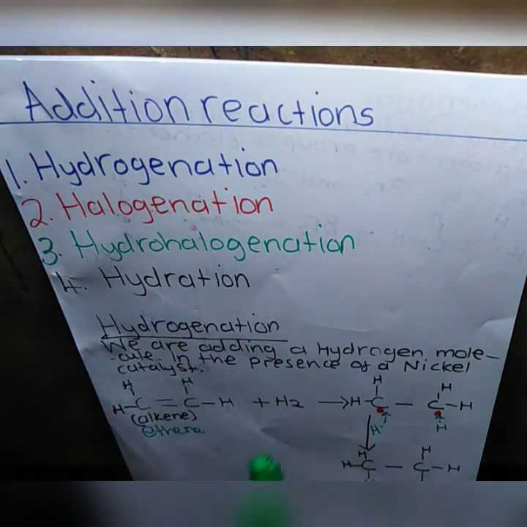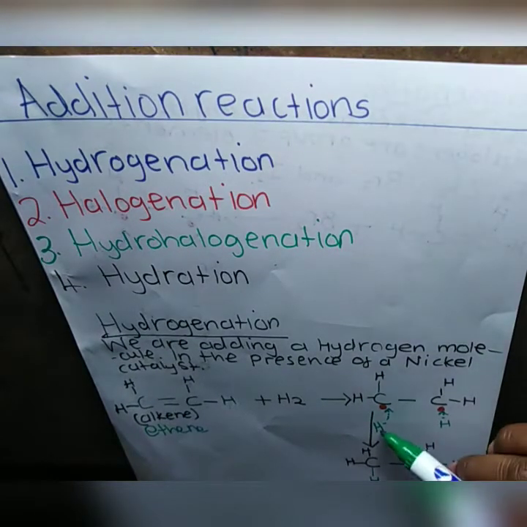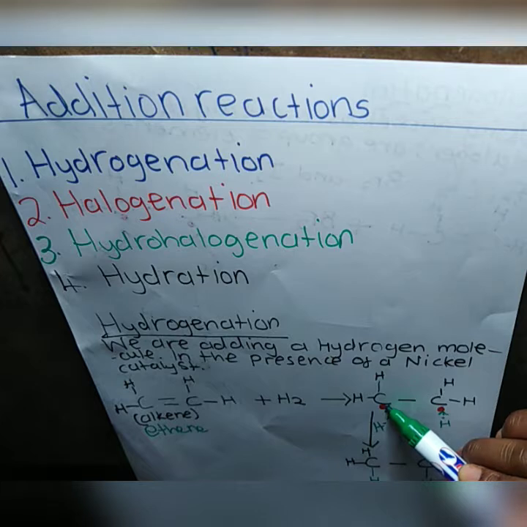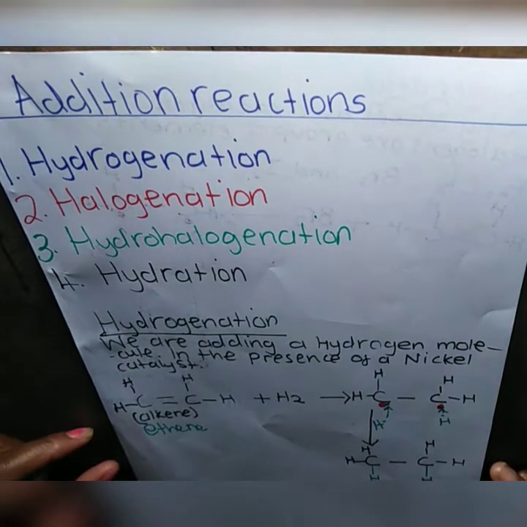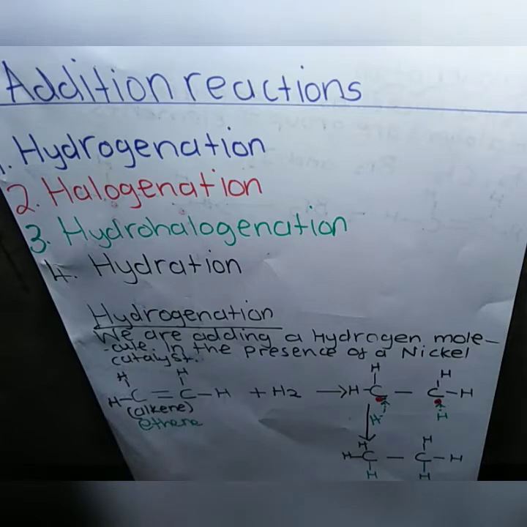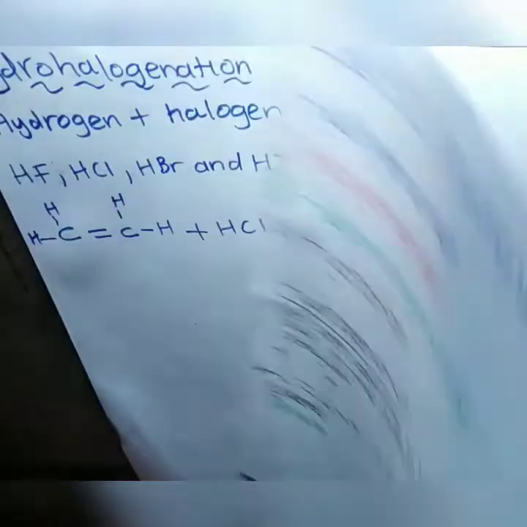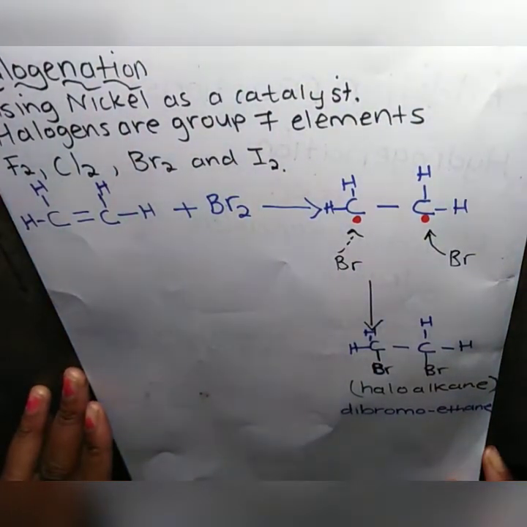But the good thing is, since we are reacting this with a hydrogen molecule, this hydrogen molecule is going to come and bond with this carbon, and the other hydrogen will also come and bond with that carbon. So at the end of the day, we have our alkane, which is C2H6, right? 2 carbons and 6 hydrogens. This gives us what we call ethane. Okay, that's for hydrogenation.